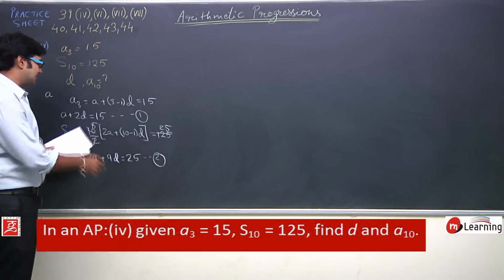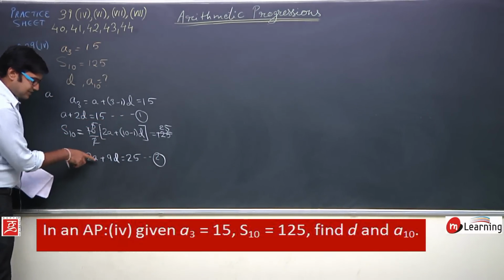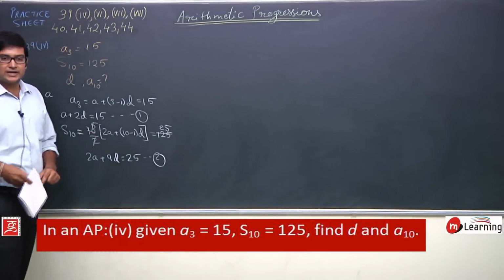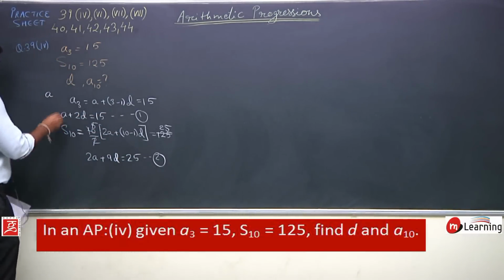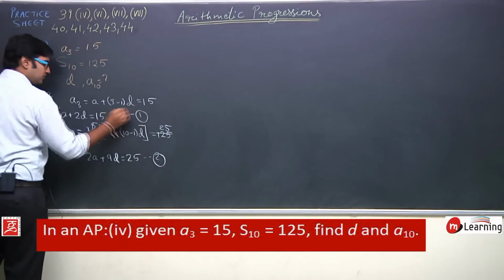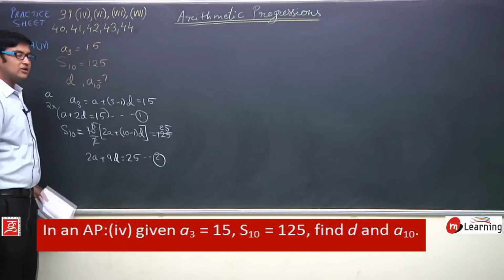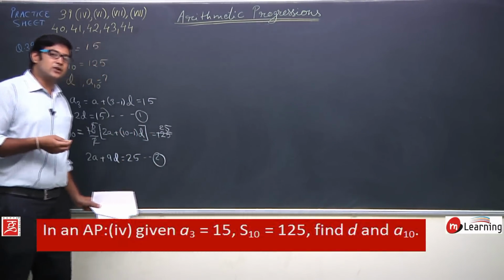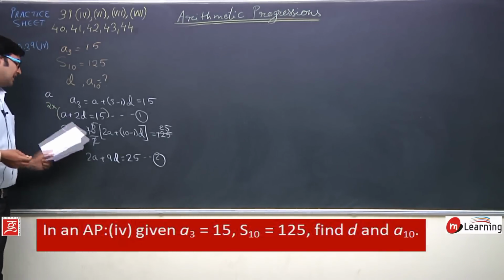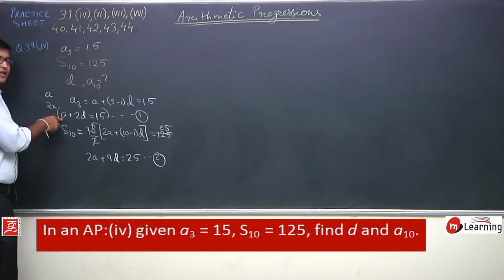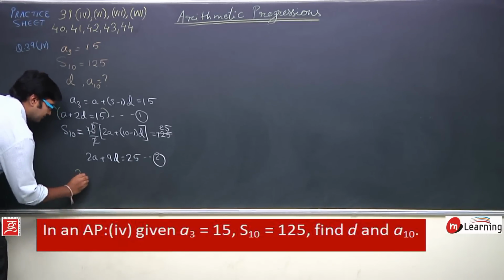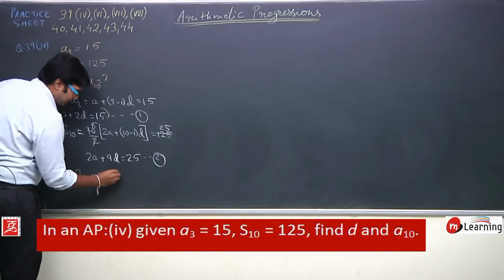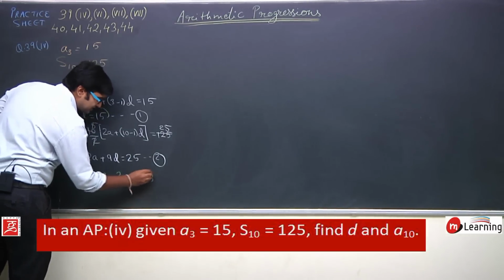Now I have one equation as A plus 2D equal to 15 and another as 2A plus 9D is equal to 25. Now let us solve these two equations. What we will do is multiply the first equation by 2. These are two linear equations. You know the method of solving linear equations. I am using the elimination method. I am trying to make the coefficient of A in both equations equal. So I multiply the first equation by 2, and it becomes 2A plus 4D is equal to 2 into 15, which is 30. This will be known as the third equation.